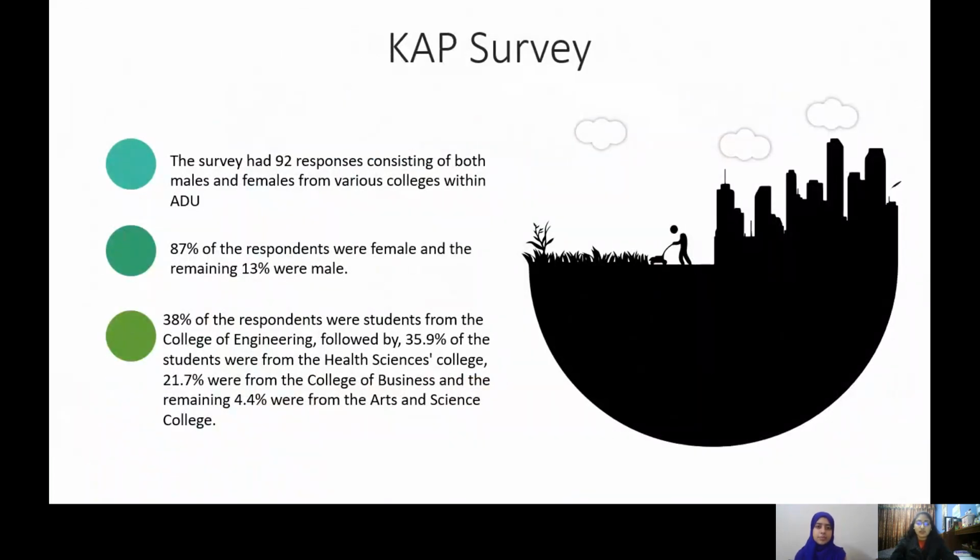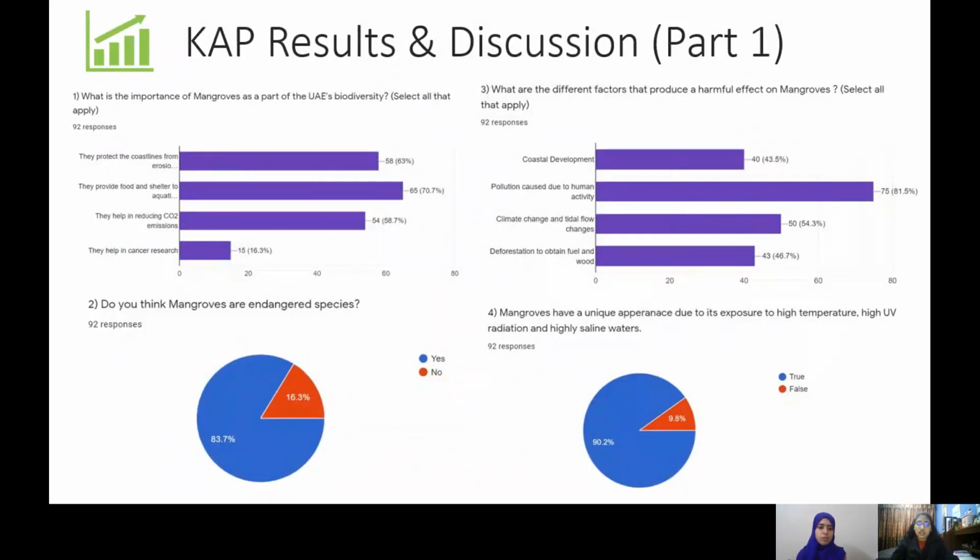Now, the main important part of our research was the CAP survey, and this included 92 responses from both male and female students within various colleges within ADU, including the College of Business, Arts and Science, Engineering, and Health Sciences. We had a combination of both male and female students, and this is a brief summary of the respondents' background information.